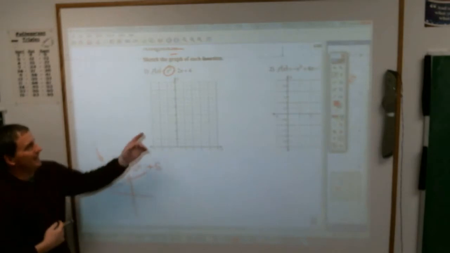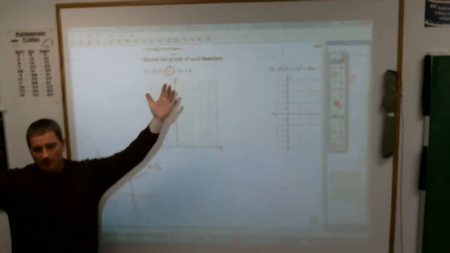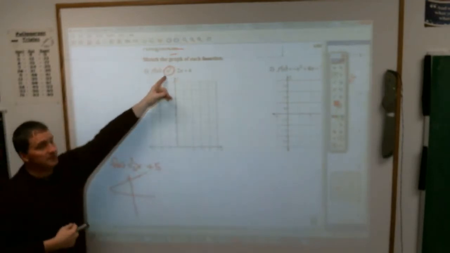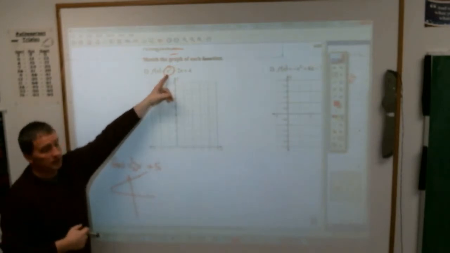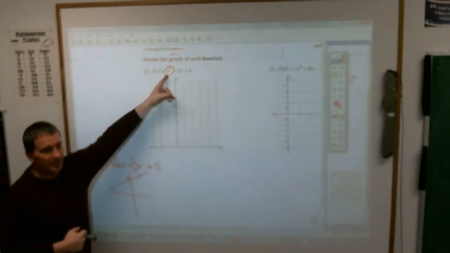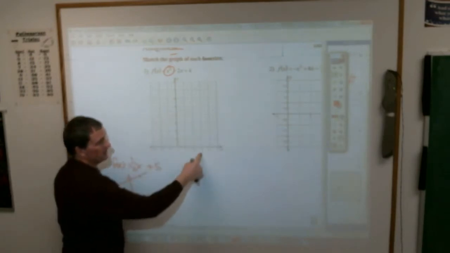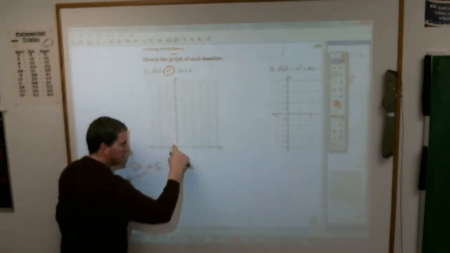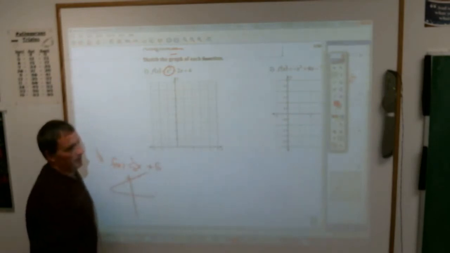We've already talked about anything that has an x squared in it is going to give me what shape? A parabola, a u. If it is a positive x squared, it's going to be a u. If it's a negative x squared, it's going to be an n. It's going to slope up like this if it's positive x squared, and it's going to go like this if it's a negative x squared. Just get that in your head.